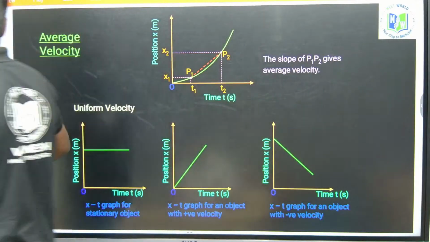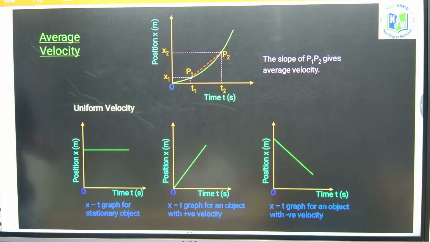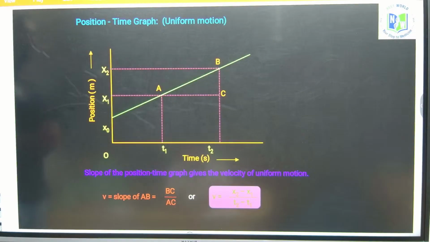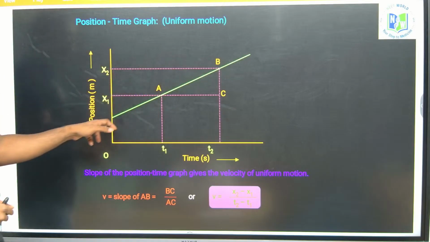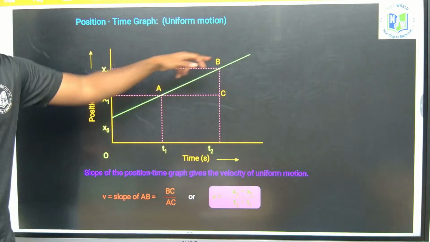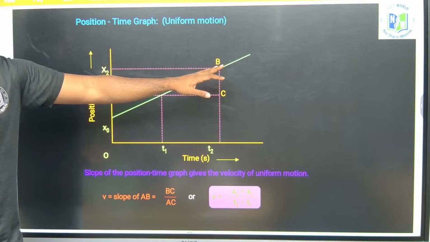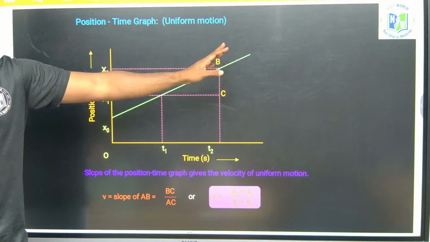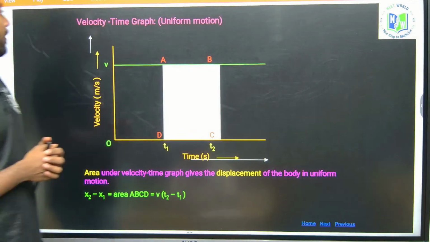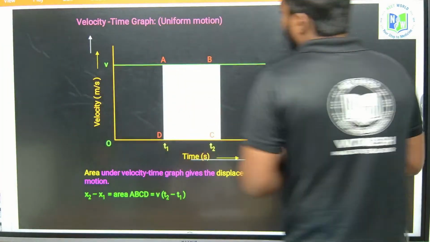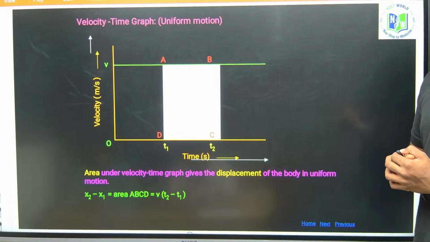Done? So next is the position time graph, uniform motion. We have seen the same thing. Here, if you take the slope, it is constant. That we say is uniform motion. So next one is the velocity time graph, that's of uniform motion.